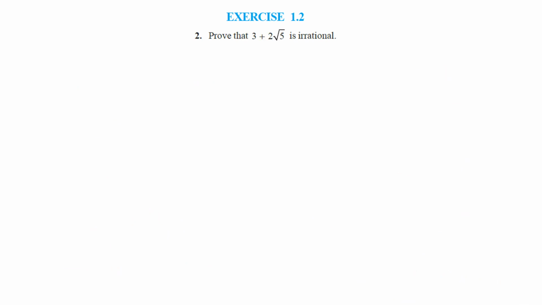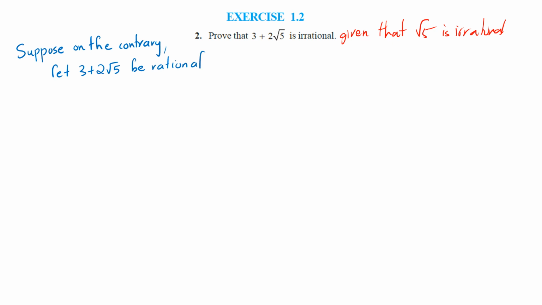Okay. Let's take a look at another question. Prove that 3 plus 2 root 5 is irrational. So normally when these questions come in boards, it will be given to you in the question itself that root 5 is irrational. Such things will be given. So once again, we have to prove that this is an irrational number. So what are we going to do? We're going to suppose on the contrary that 3 plus 2 root 5 is rational.